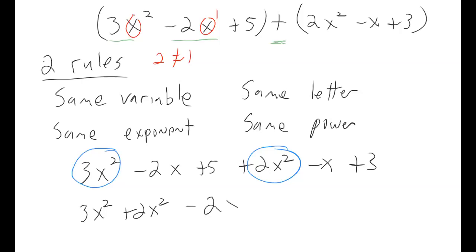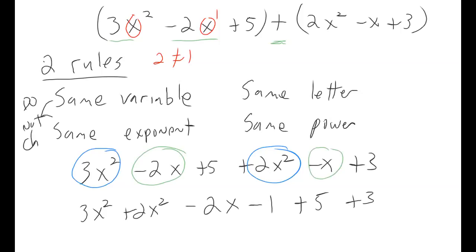Then I have a minus 2x minus an x. All right, so there are those two terms that have the same power and same letter. And then finally, I can add my numbers, plus 5, plus 3. Now I have my like terms next to each other. And when I add these, the variable and exponent do not change. So 3x squared plus 2x squared equals 5x squared.